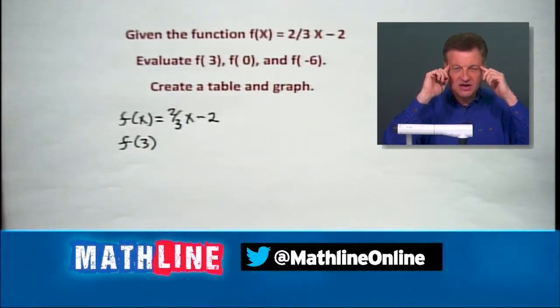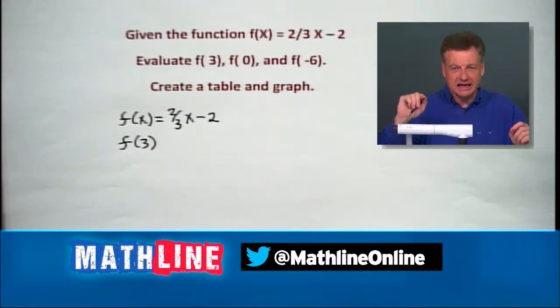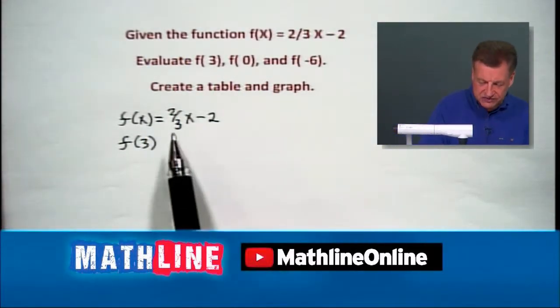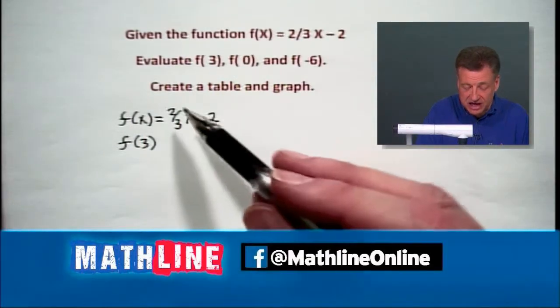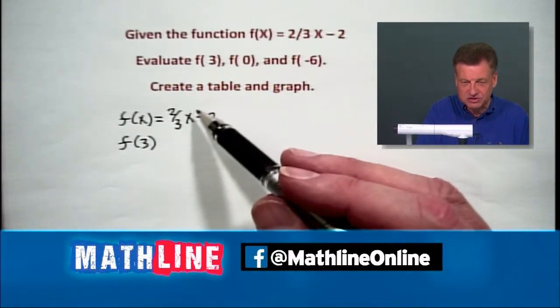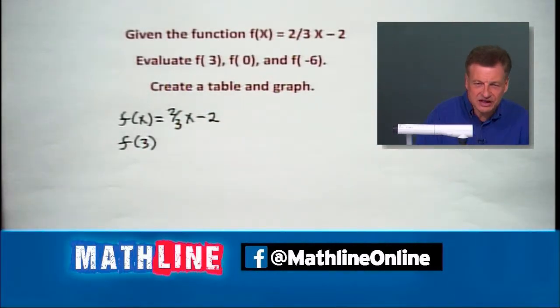And everybody's already sitting there, Ernie, I bet it's going to be a straight line again. Well, it looks linear, doesn't it? Because we have something x and a number attached to the end out there. Although you don't have to have that number attached, but if you've got x and no exponents involved, you can almost bet it's going to be a nice linear expression.